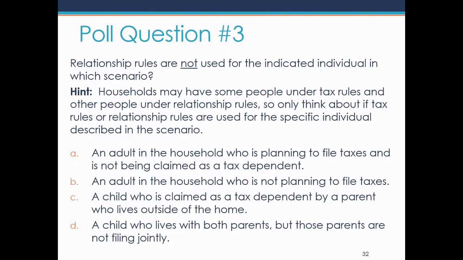Is it A, an adult in the household who is planning to file taxes and is not being claimed as a tax dependent? B, an adult in the household who is not planning to file taxes? C, a child who is claimed as a tax dependent by a parent who lives outside of the home? Or D, a child who lives with both parents, but those parents are not filing jointly? Again, relationship rules are not used for which of these indicated individuals? We'll give you some time to answer that.